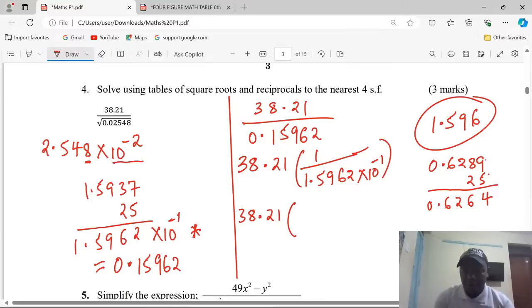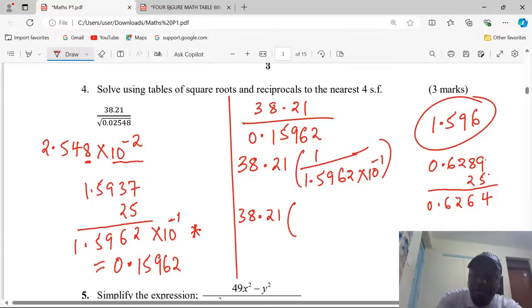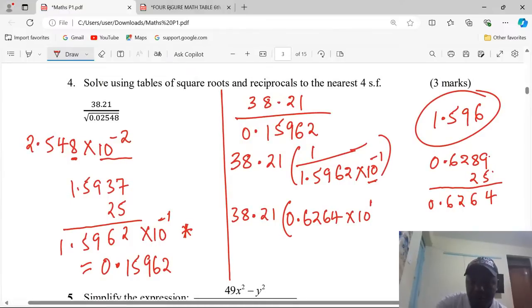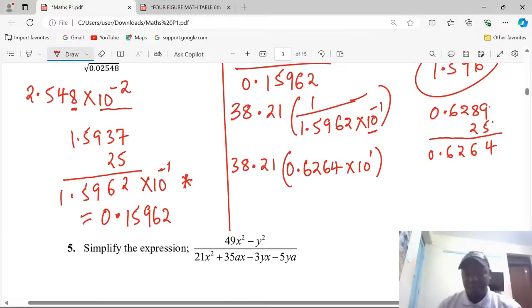So this is now the reciprocal. The reciprocal is going to be 0.6264 multiplied by the reciprocal of this part, 10 power negative 1. You just reverse the sign of that power. It becomes 10 power 1. If it was 10 power negative 2, it would have been 10 squared. So the reciprocal of 10 power negative 1 is 10 power 1.